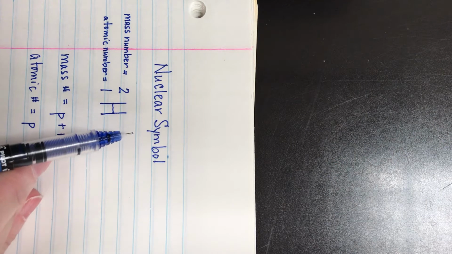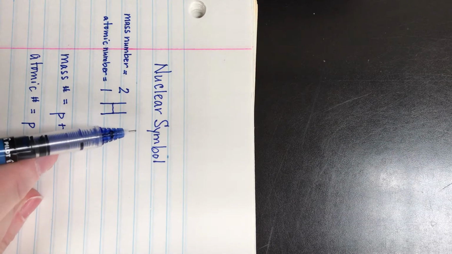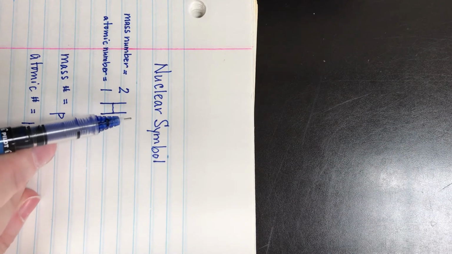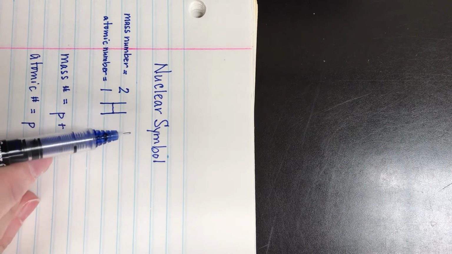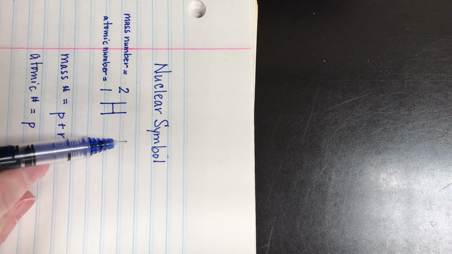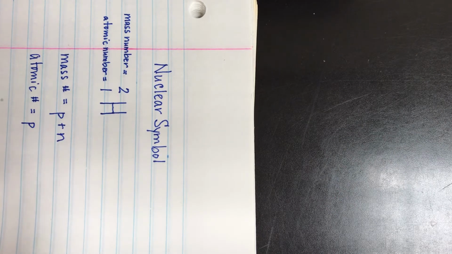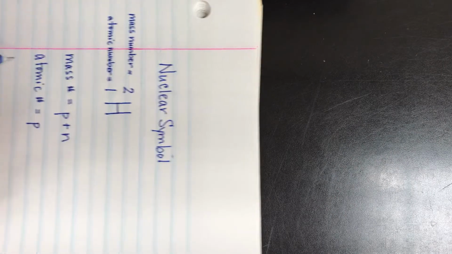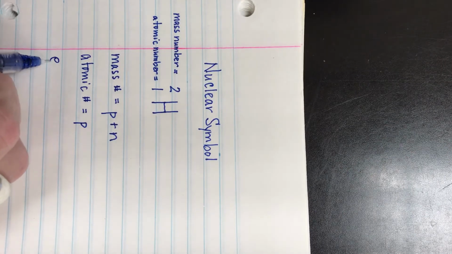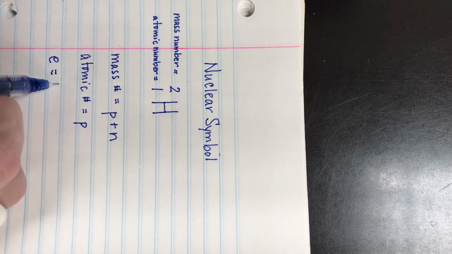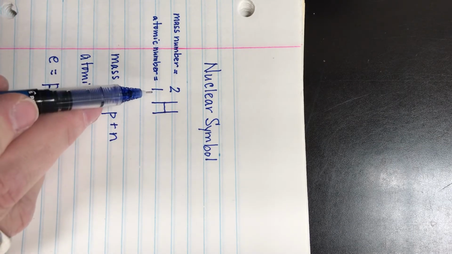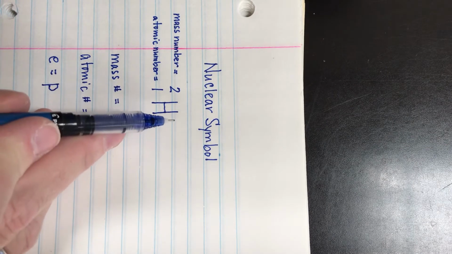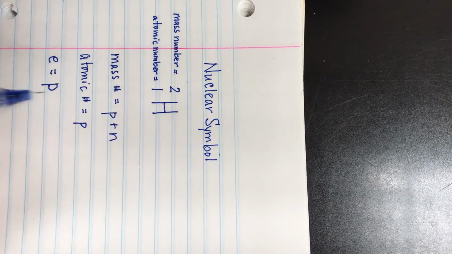So if there was a charge on this element, there would be something over here. And we'll look at that in a little bit. But right now we can assume this is neutral. So the amount of electrons are going to equal the number of protons. So again, if we have 1 proton and this is a neutral atom because there's nothing up here, then our electrons are 1.